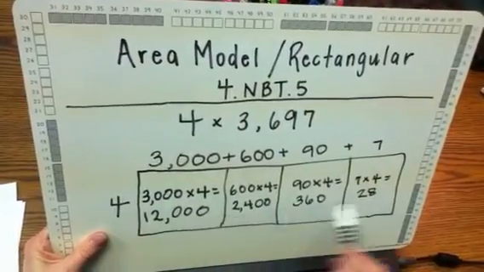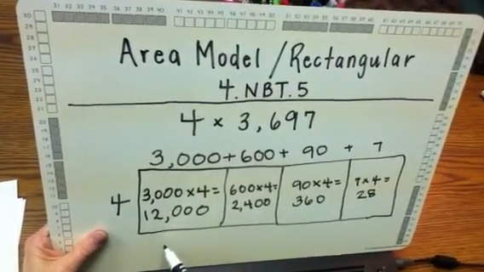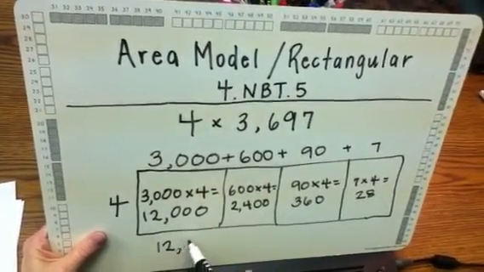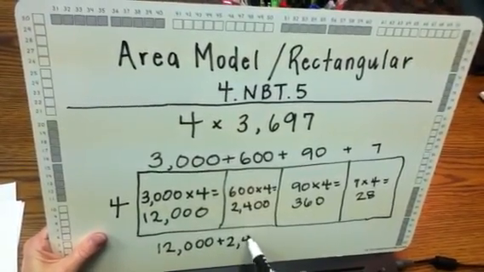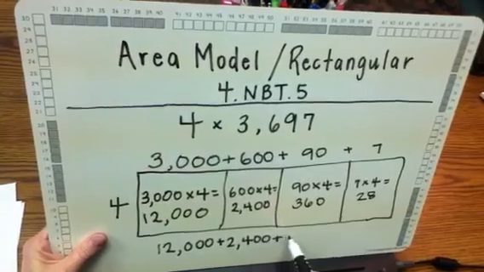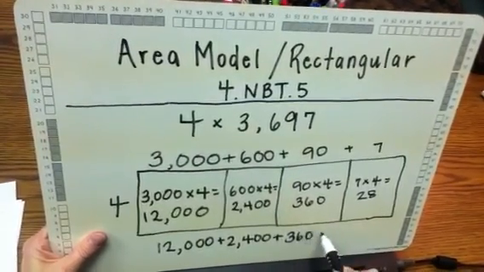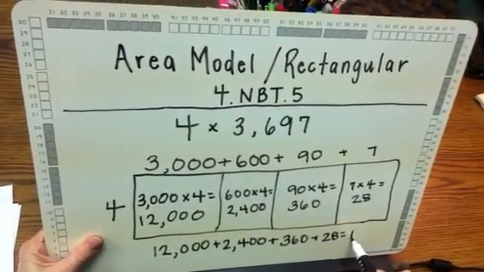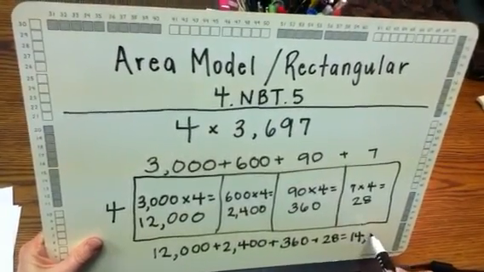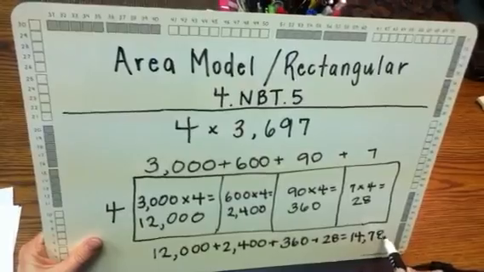So then I just need to add all of the partial products, and I'm going to do that down below the rectangle so that I can show all of that again. And then my answer is 14,788.